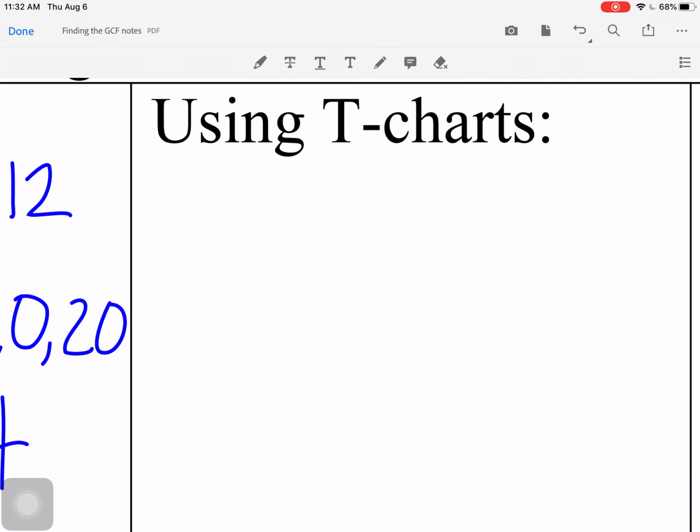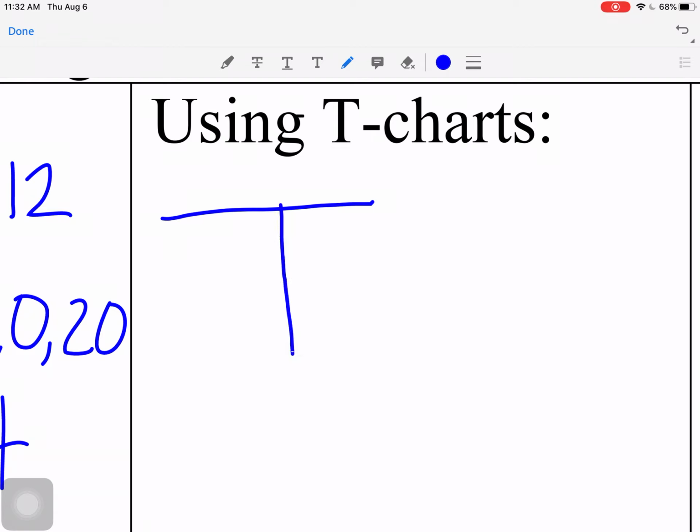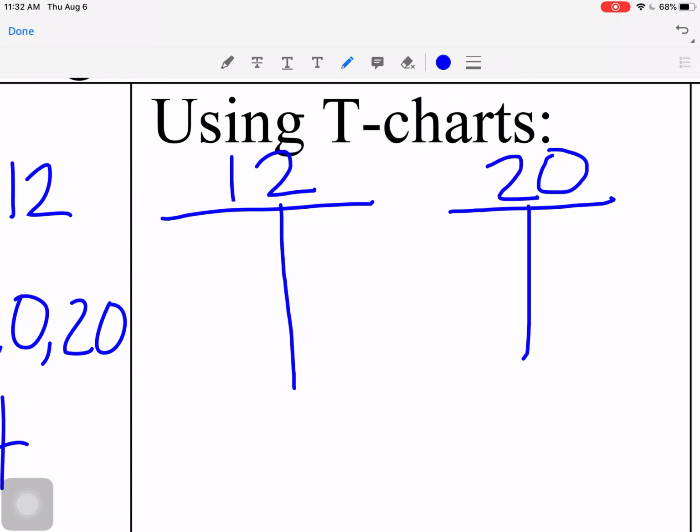So when we use a T-chart, it's pretty much the same. We're going to use the same factors and we're going to use the same example. So a T-chart is a chart that looks like a T. We're comparing 12 and 20. So we want the factors of 12 and the factors of 20.